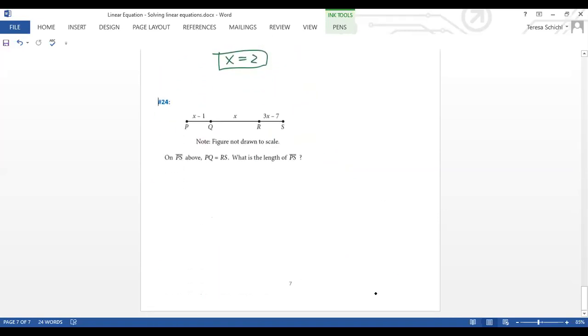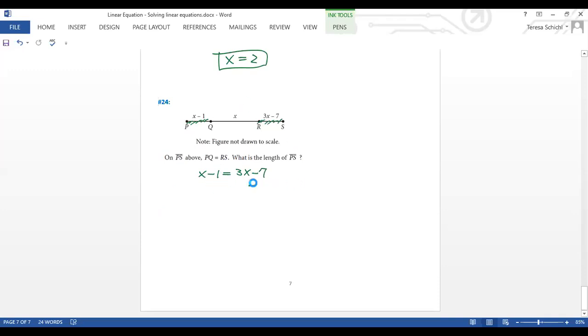Okay, so now let's take a look at our last ones here. So let's say on the PS here, PQ equal to RS. That means here equal to RS here, right? So I want to find the length of the PS here. So because the PQ equal to the RS, so what's that mean? That means x minus 1 equal to what? It's 3x minus 7, right? And then I'm solving that.